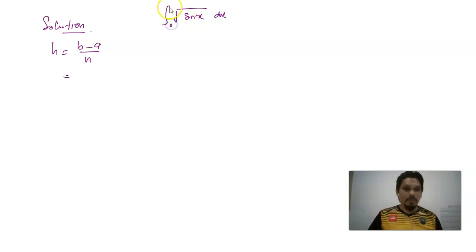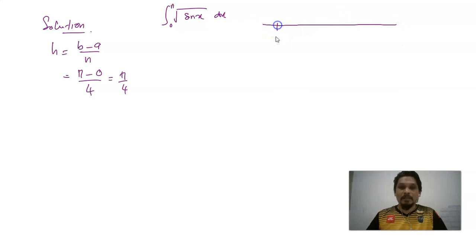So the solution for this one, where h equals b minus a divided by n. We rewrite the function: integral of the square root of sine x dx from 0 until pi. So b, which is pi, minus a, 0, divided by n. How many strips do we have? Yes, 4, so h equals pi over 4. So from 0 until 4, 1, 2, 3, from here which is pi over 4, pi over 4 plus pi over 4.